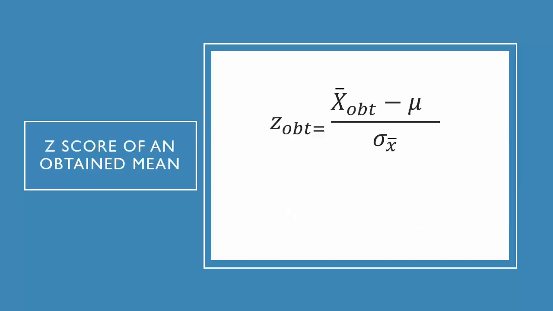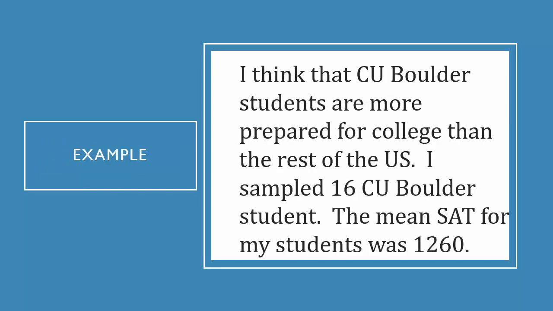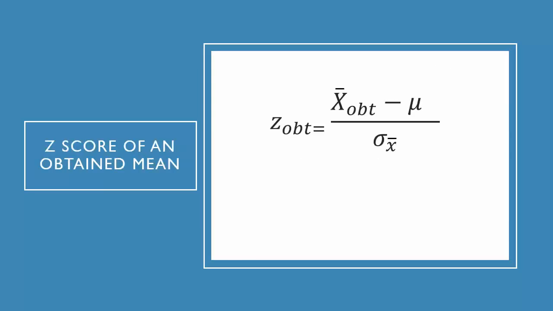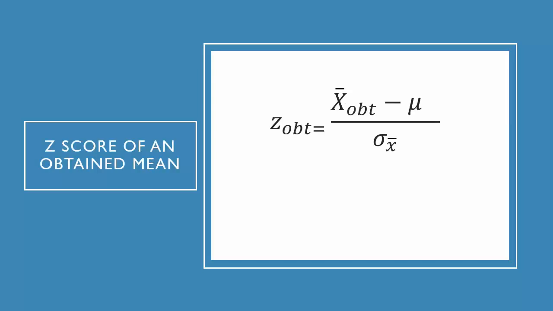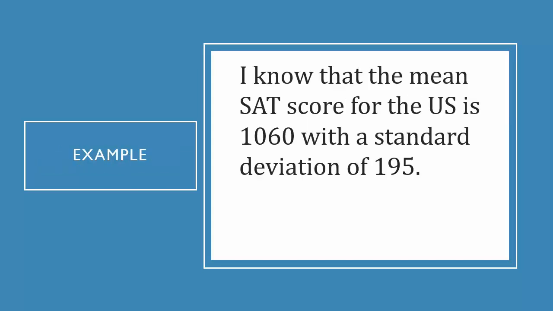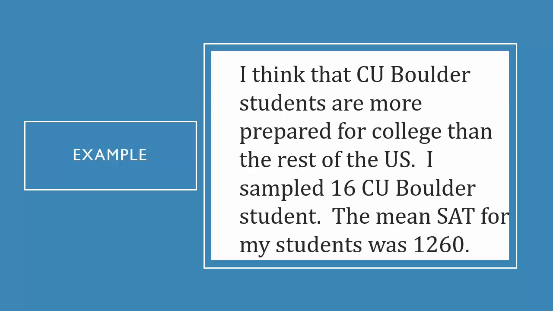So what we're going to do is go back and use this. X bar obtained is the mean of my sample. That is 1260. The mean SAT for my students, our sample, is 1260. Mu is the population mean. It's right here. So the mean for the whole population of the United States is 1060. Sigma sub x bar is the population standard deviation divided by the square root of n. So it is 195, because that's the standard deviation for the population, divided by the square root of 16. Go ahead and work on that right now.